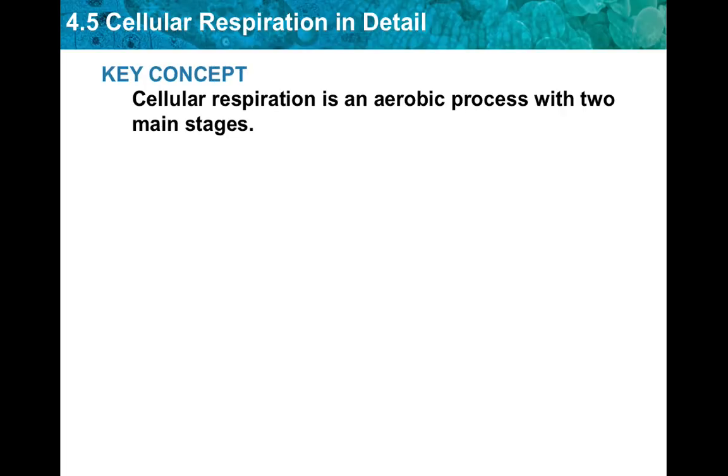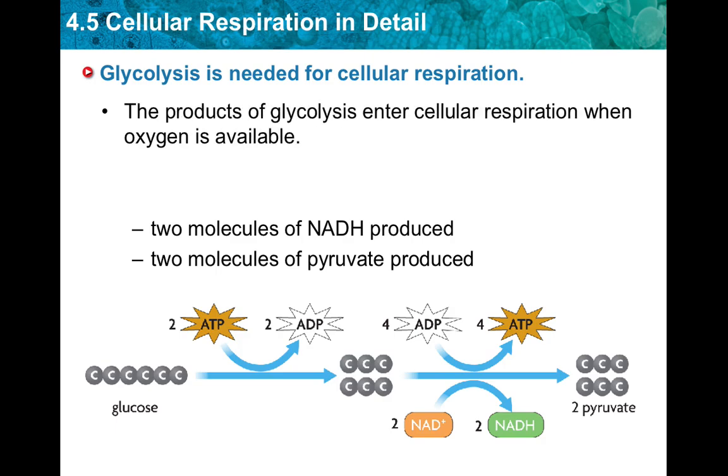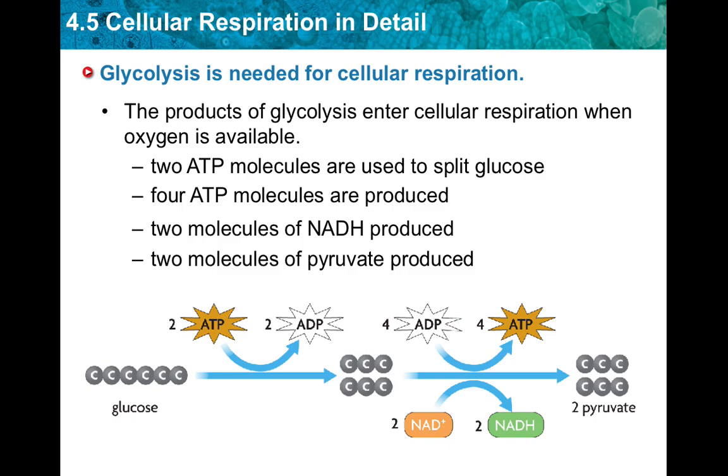Cellular respiration in details. Glycolysis is needed for cellular respiration. So, first, for cellular respiration, two ATP molecules are used to energize a glucose molecule. The glucose molecule is then split into two 3-carbon molecules. A series of enzymes and chemical reactions rearranges the 3-carbon molecules.